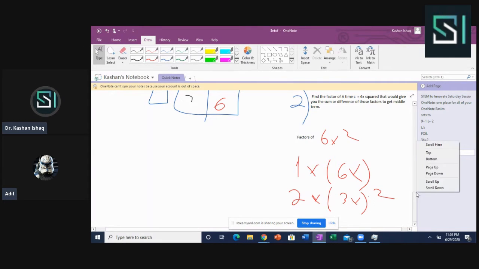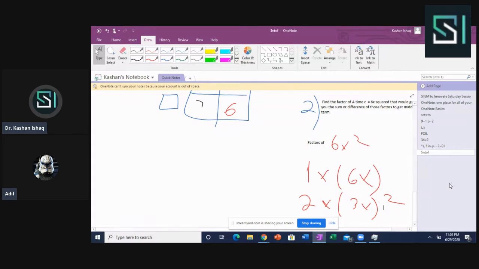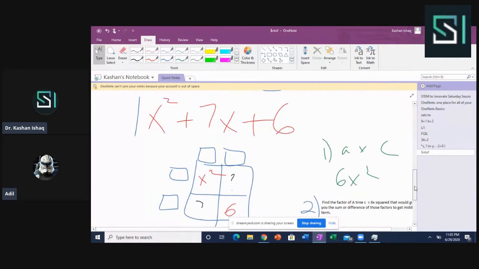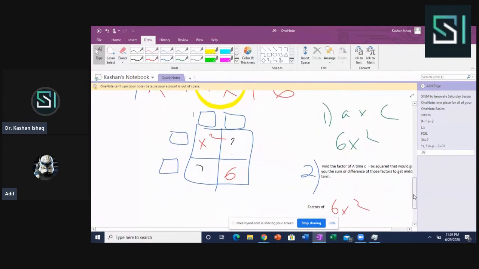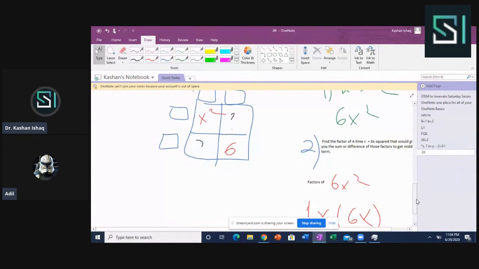If I simply subtract or add, I would get the middle number. If I subtract, I would get 5x. But if I add, sorry, I get 7x, right? If I add 6x plus 1x, don't I get the middle term, 7x? Yes. This is the term I'm trying to get, the middle term, which is the 7x. So those two factors that I got, 1x and 6x, they will go into the question marks that I put down here. So I'll erase the question marks, and I will put those factors that I just found.